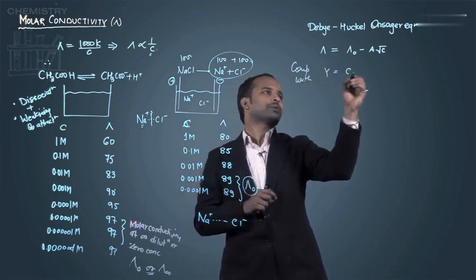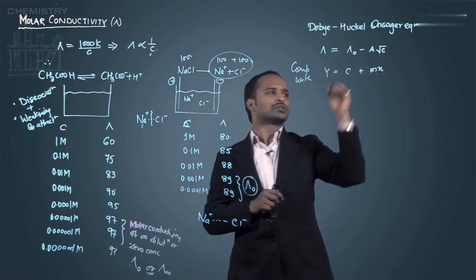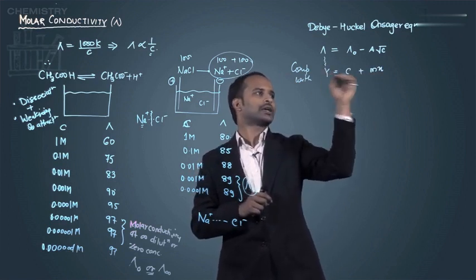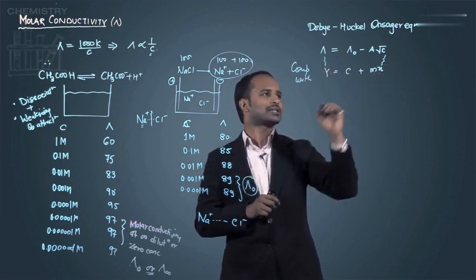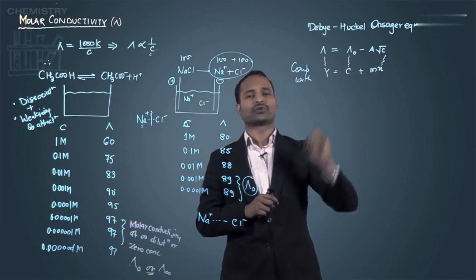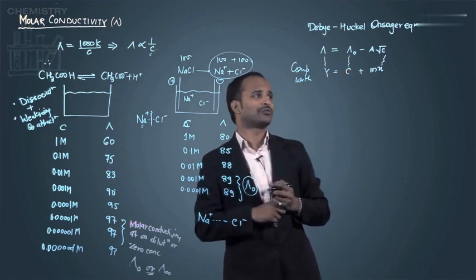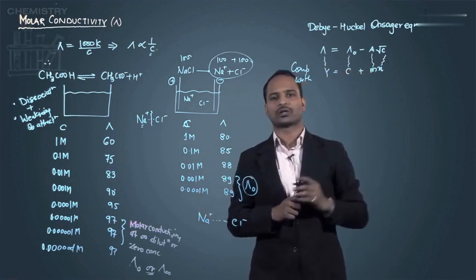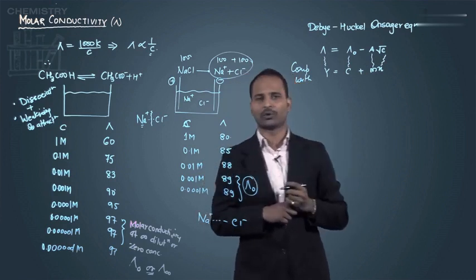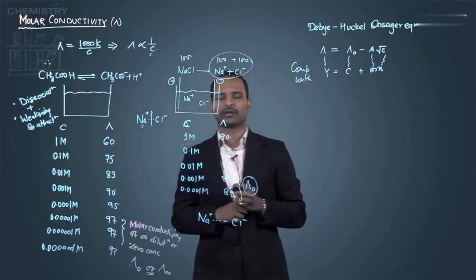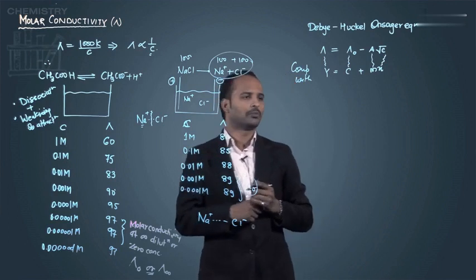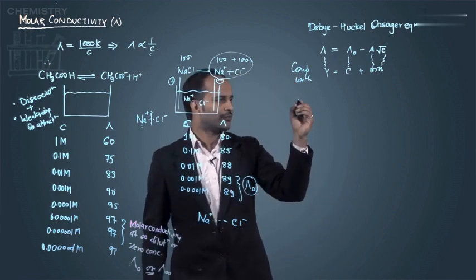Now let us compare it with y is equal to mx plus c. So I can say that if I am plotting lambda on the y axis and root C on the x axis, then lambda naught is going to be the c value, that means it is going to be the y intercept, and A is going to be the slope. And since the slope is negative, the graph is moving from top to bottom.